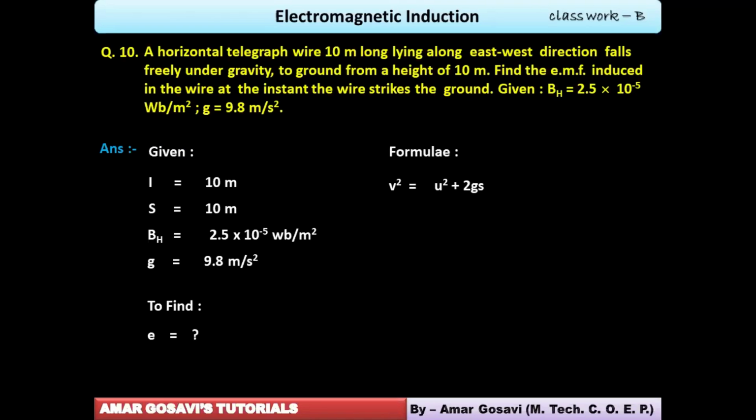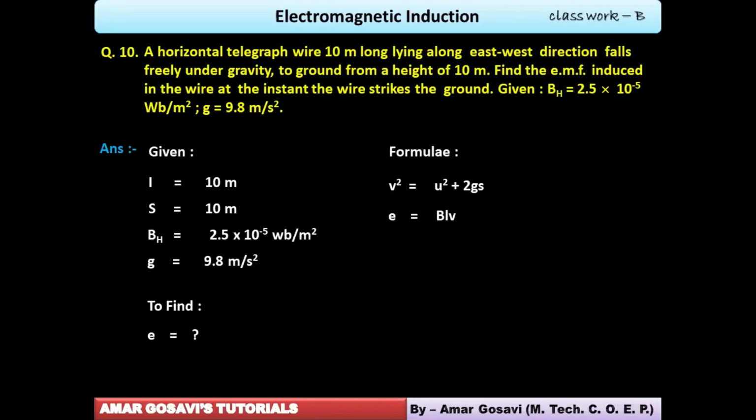So first of all, you will make use of kinematical equation of motion. V square is equal to U square plus 2GS. This will give you the velocity of the wire before it strikes the ground. So once you know velocity, once you know length, once you know BH, can we estimate EMF with the help of the formula E equal to BLV? So this is the procedure which we want to follow. So before we discuss the solution, please make a note of this. Okay, I believe you have noted this down.